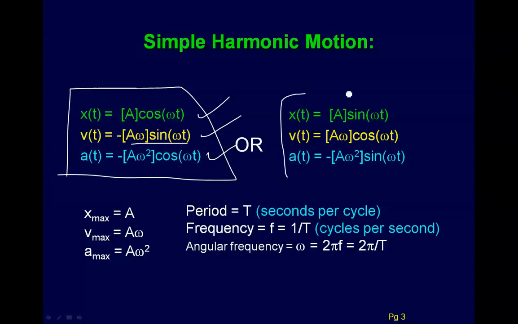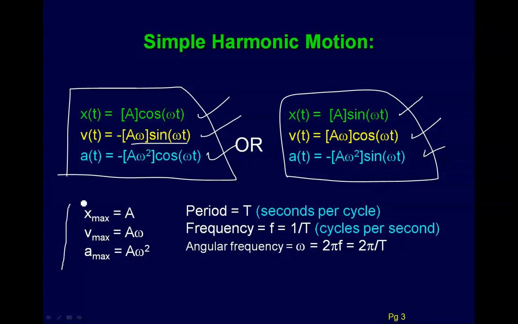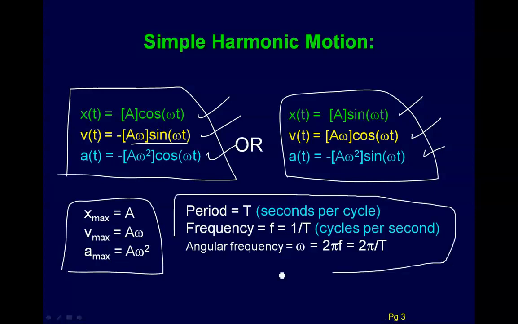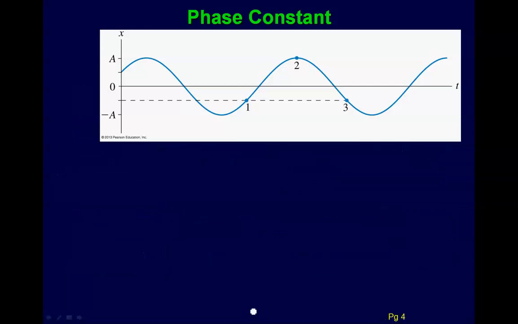Now you can also start over here with a sine function, then you end up with a cosine here and a sine over there. Now these are a little bit limited. We'll talk about this in a second, but for our purposes, we're mostly going to use just these. Here's what all the different maximums turn out to be, and then our relationship between period, frequency, and angular frequency. Very important.